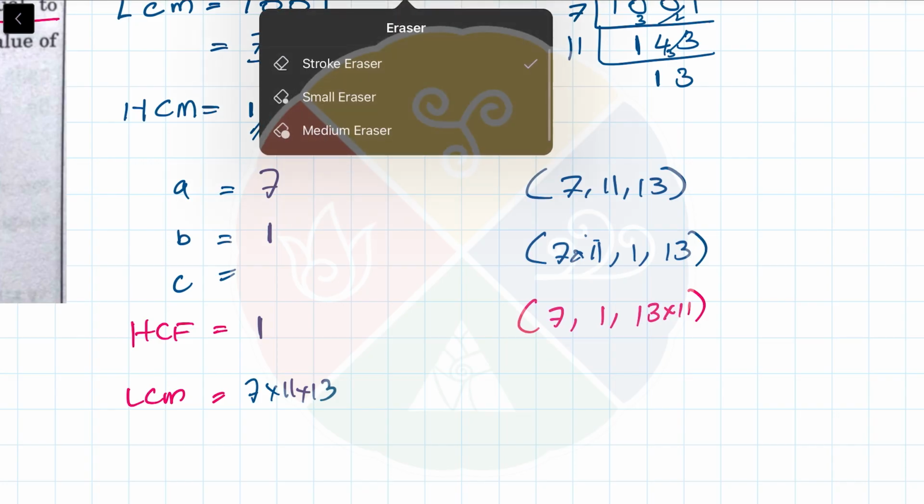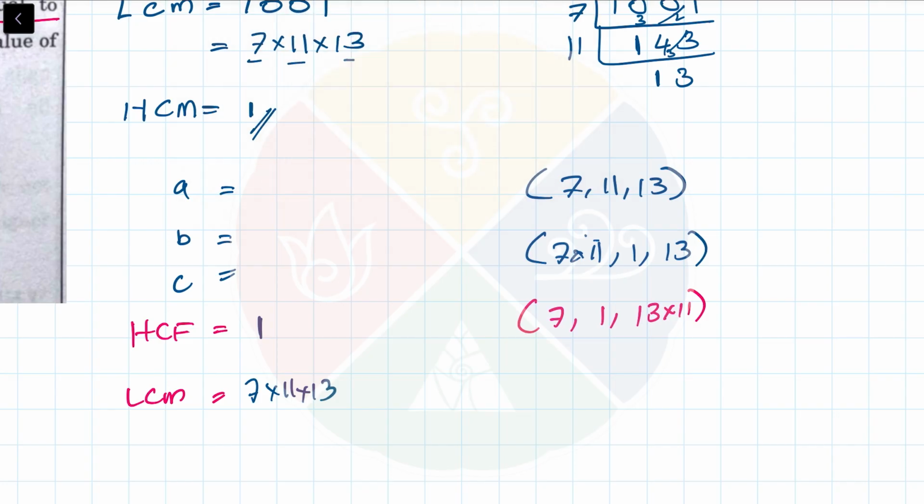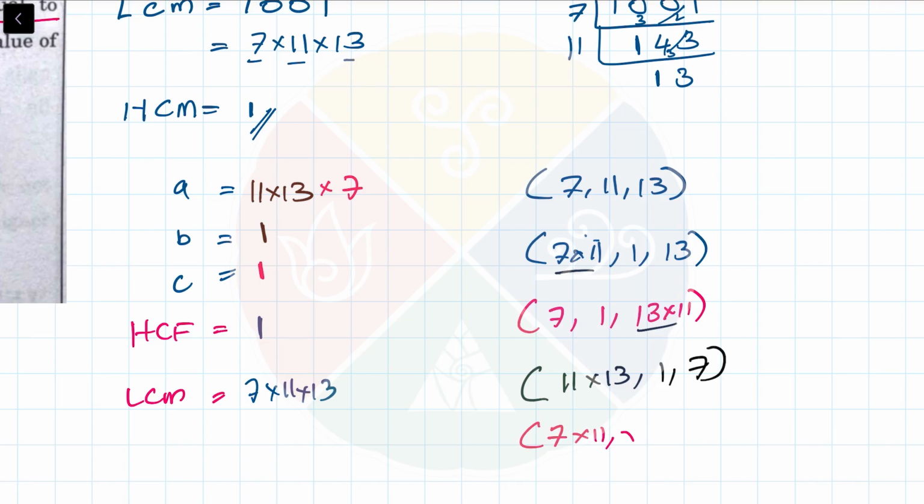Now which combination is left? 7 into 11 came, 13 into 11 came, 7 and 11, 13 and 11 came. 11 into 13, 1, and this can be something else, 7. So 11 into 13, 1, 7, that's another combination. Interestingly, life doesn't end there. There are still more combinations. If I remove this value from there, put that also 1 and put 7 also here, that's another combination. That is 7 into 11 into 13, that's 1001, 1, 1. For that number also HCF will be 1, LCM will be this.